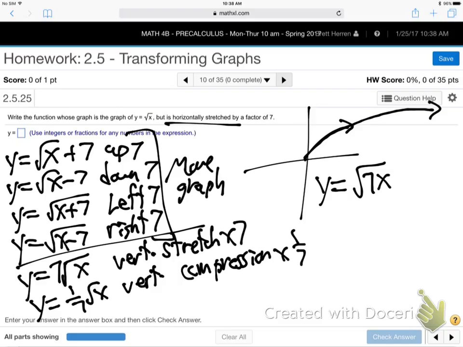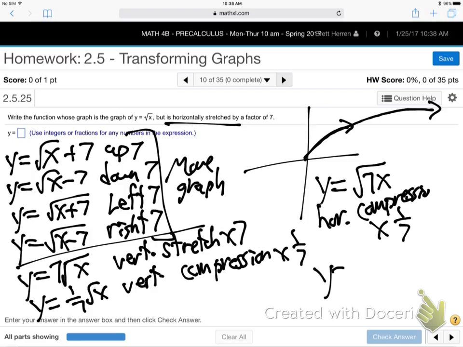Because x does the opposite. Always. You've got to always remember that. X always does the opposite of what you would think. So normally, yeah, times 7, that's a stretch. Not for x, though. So for x, that's not vertical. That's a sideways, horizontal compression. Really, times 1/7, it's going to take that thing and accordion it.